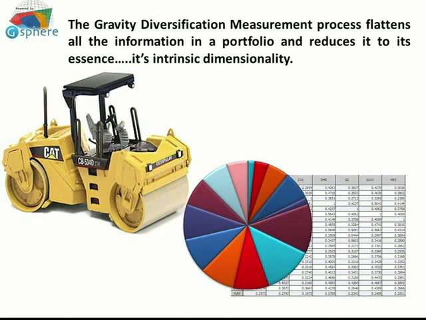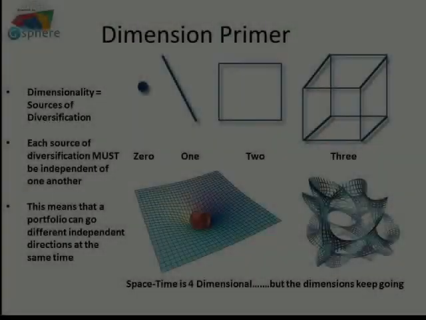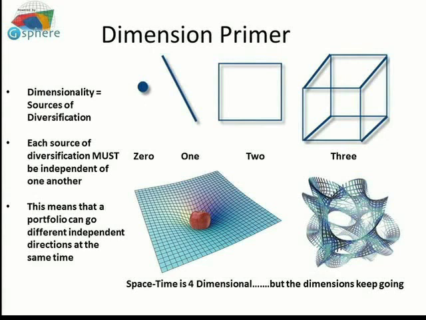All that information gets flattened down to its very essence, and that essence tells us how many dimensions it takes to represent that information. It is called an intrinsic dimension. Just a small primer on dimensions, which you might recall from grade school. The concept of one dimension and two dimensions.